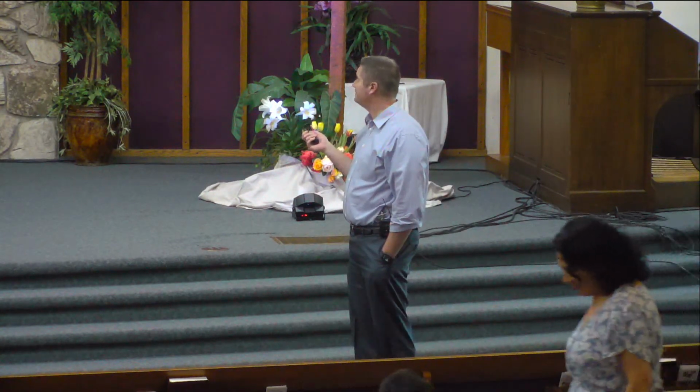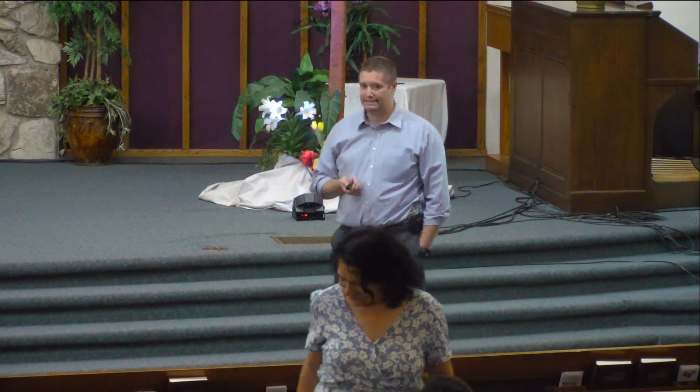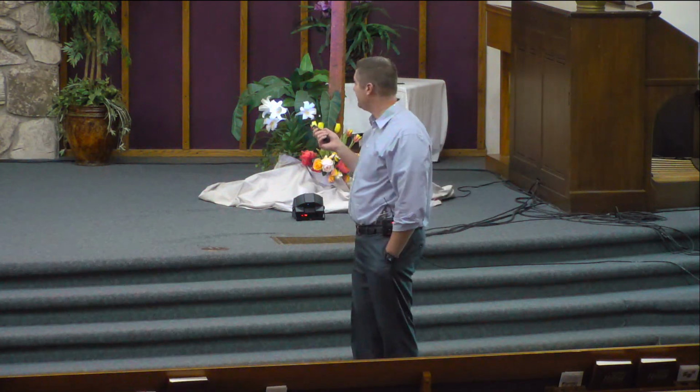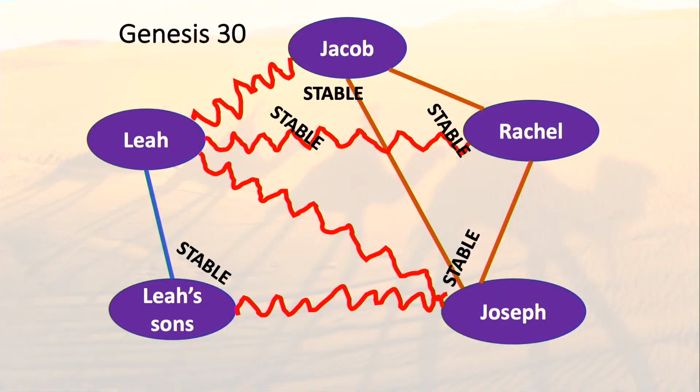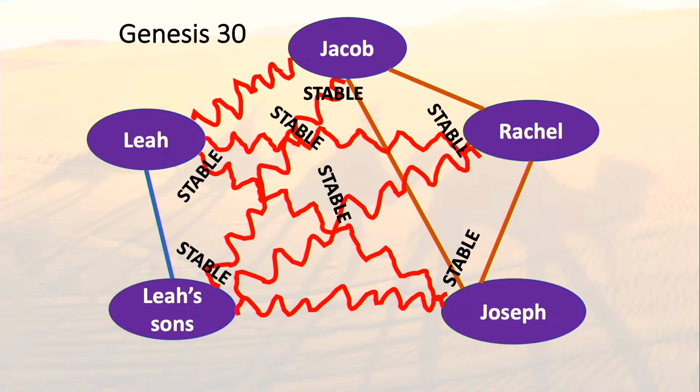So far, every single triangle here is stable. We have a common enemy over here, Leah. Leah and Leah's sons have a common enemy, Joseph. Jacob and Rachel have a common enemy, Leah. But we know there's tension between the sons and Jacob as well. And when you put all this together, every single triangle here is stable.